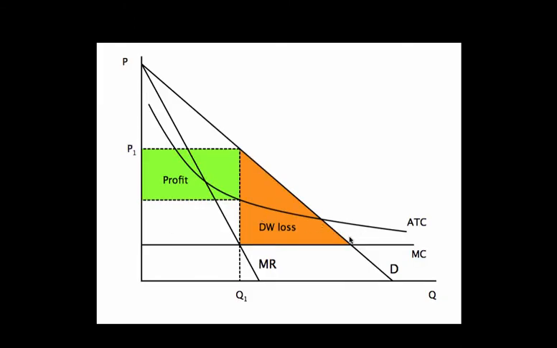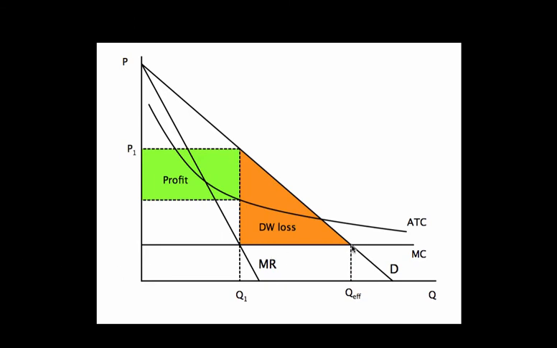Which means this is deadweight loss, because for these extra units we still have marginal benefit, willingness to pay above marginal cost, and so we've lost all that surplus by profit maximizing and producing less. The efficient point would be out here.